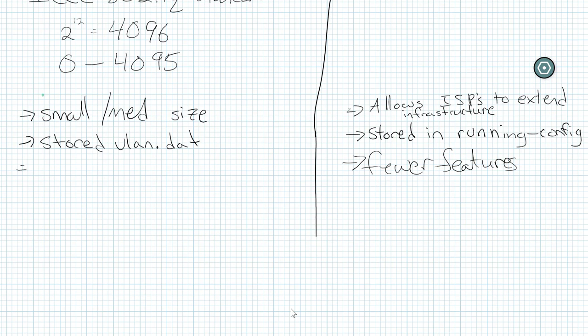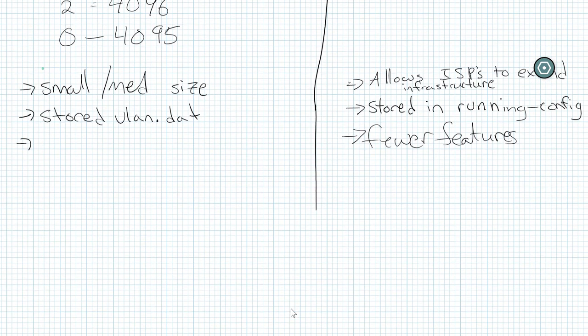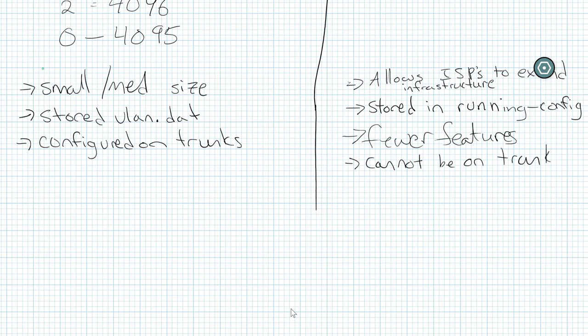For example, the normal range VLANs can be configured on trunks, but this cannot. So extended range cannot be on trunks. So that's pretty limiting in itself, especially as you're going to see for what we're doing.